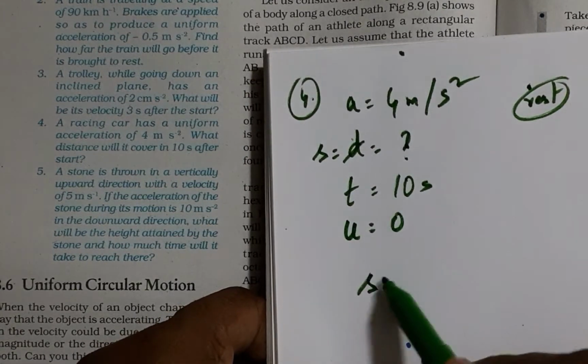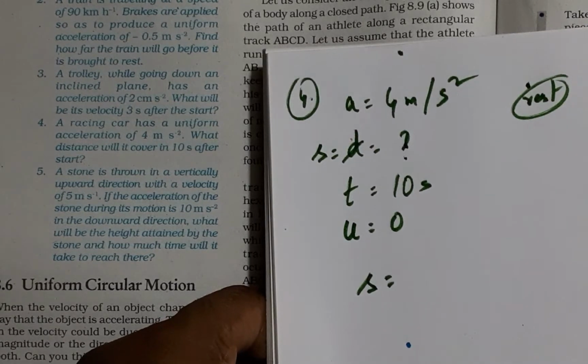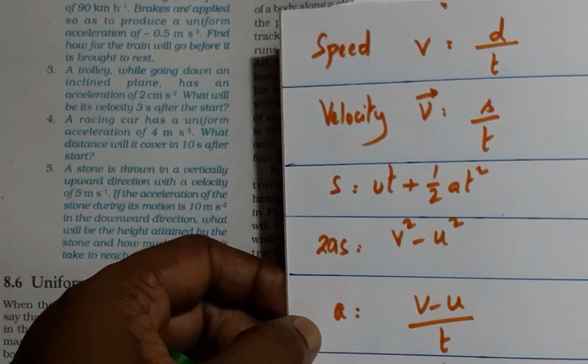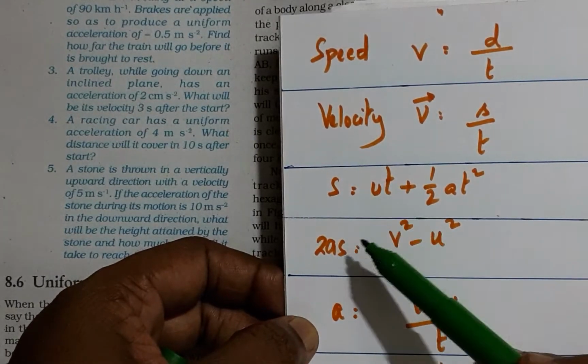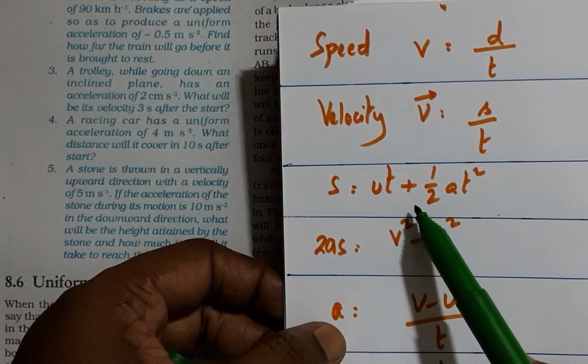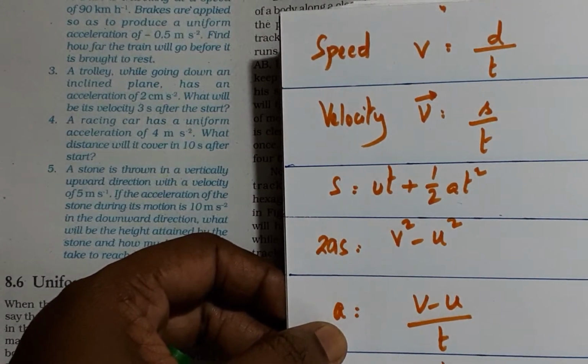As you can see, for s, since the final velocity has not been mentioned, these two are the formulae, and since v is not available, this is the readily applicable formula for the question.